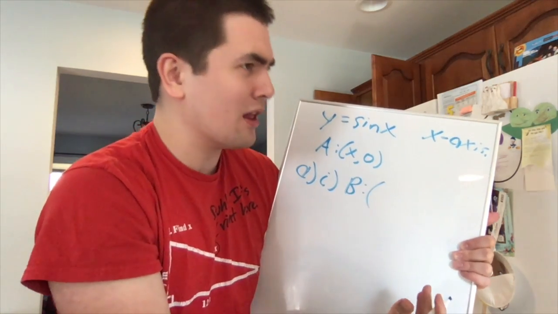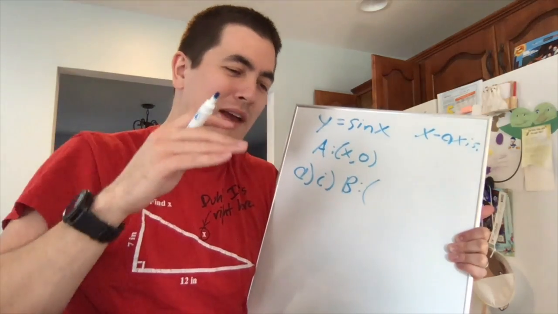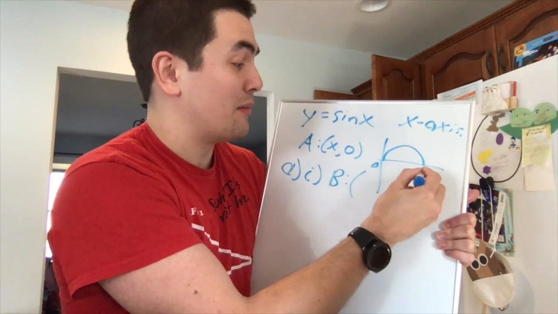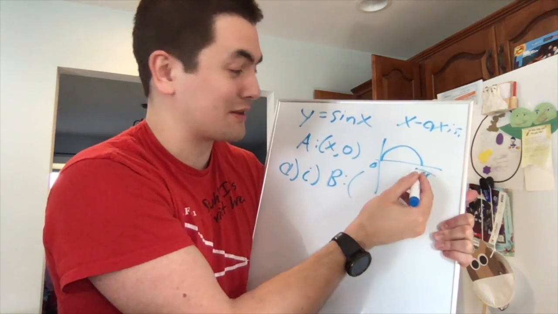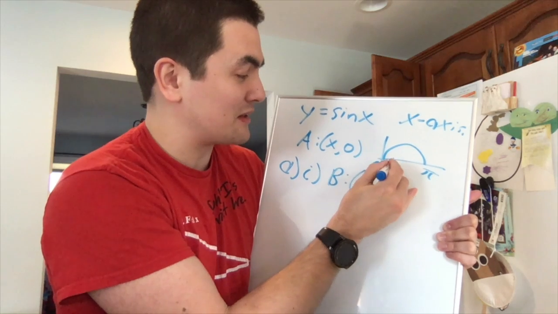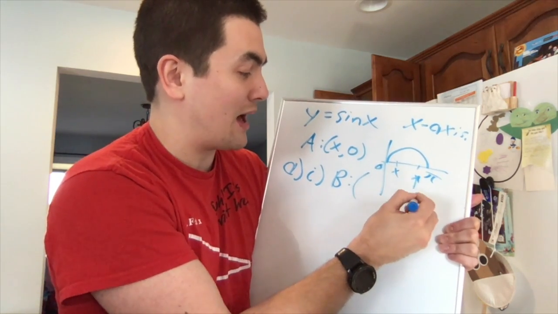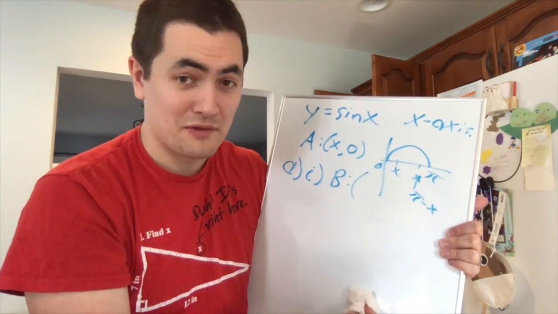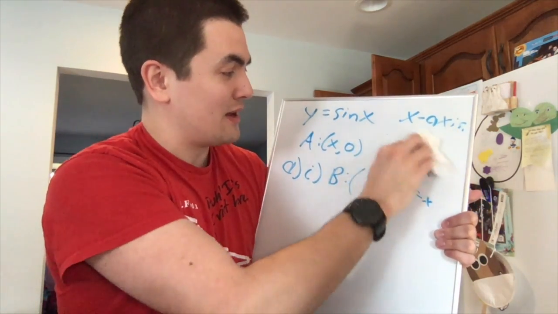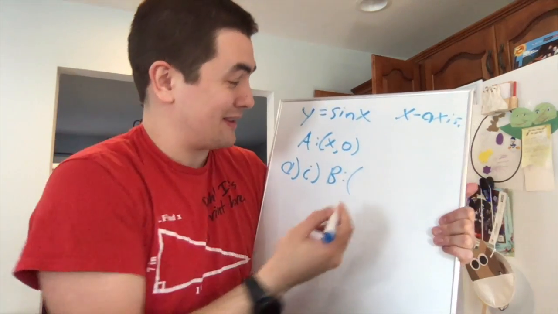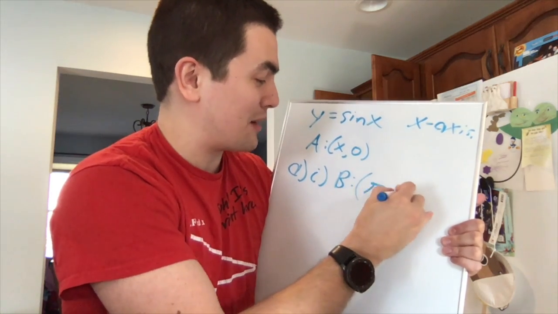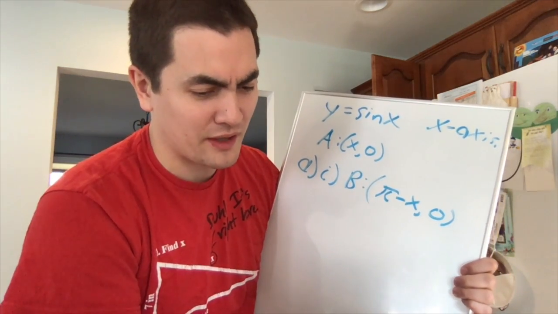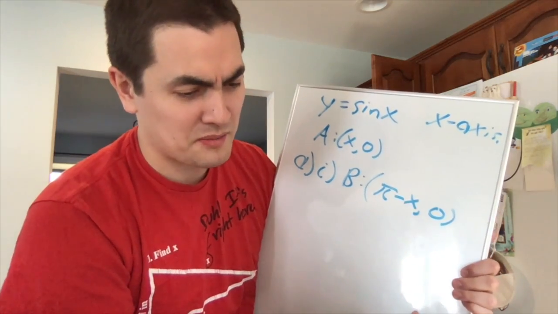Well, recall that half of a wave, the entire length of the wave here, is from 0 to pi. So this whole wave here is going to be from 0 to pi, and if this is x, this has to be pi minus x. This is just knowing your sine waves and stuff. So that seems pretty straightforward. That means that the coordinates of B, this is probably the easiest part of the entire problem, is just pi minus x, 0. Okay? Now, A2 says, find an expression for the area of the rectangle in terms of x.